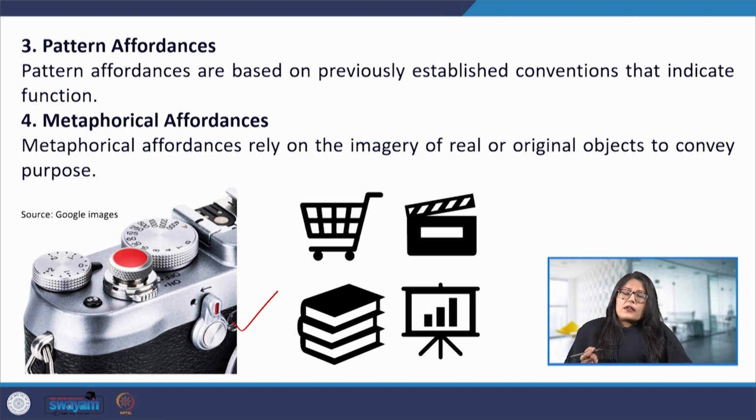Metaphorical affordances are those which we relate with imagery of a real or original object. For example, when we are purchasing something online, we place items in a cart. When we see a cart, we think of interacting with a real cart in a grocery store or any other shopping location.